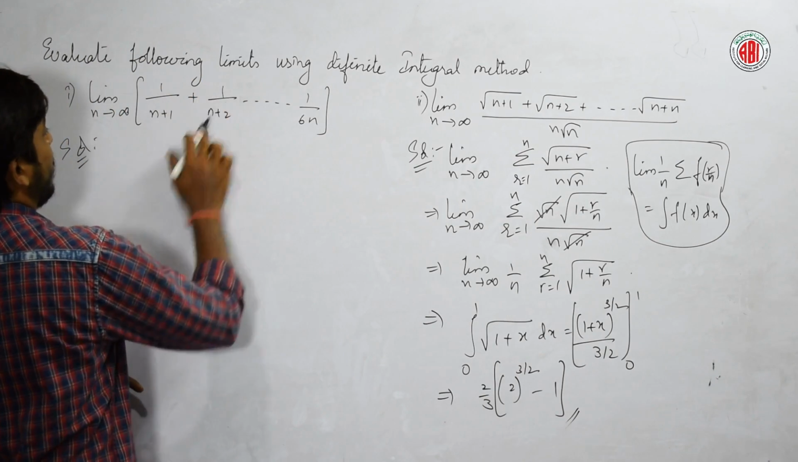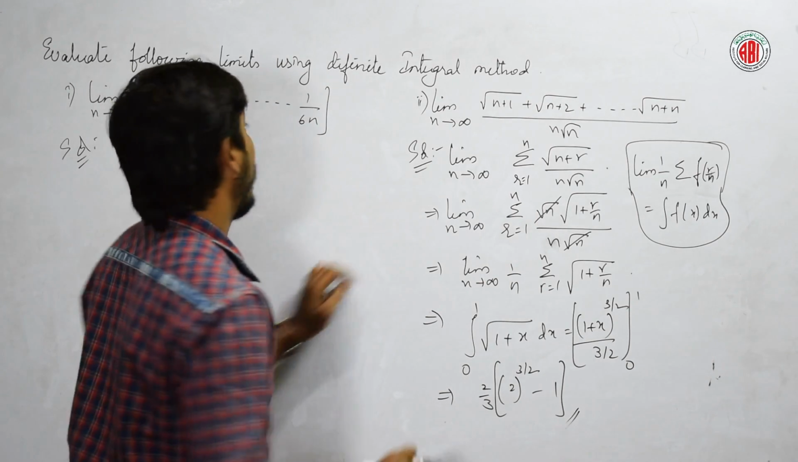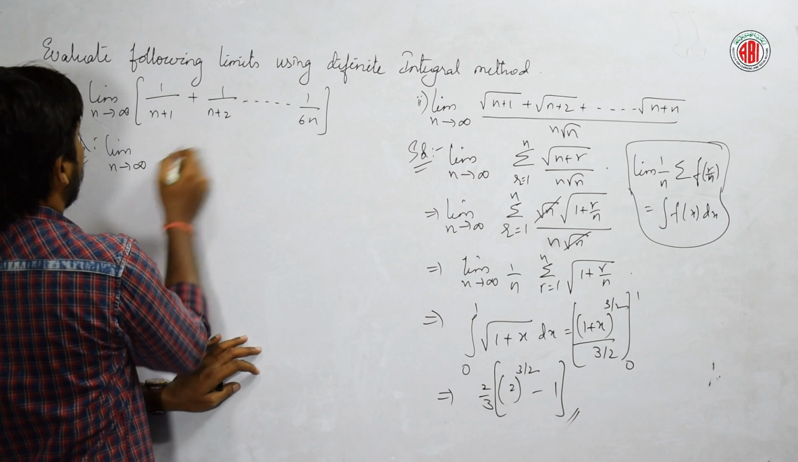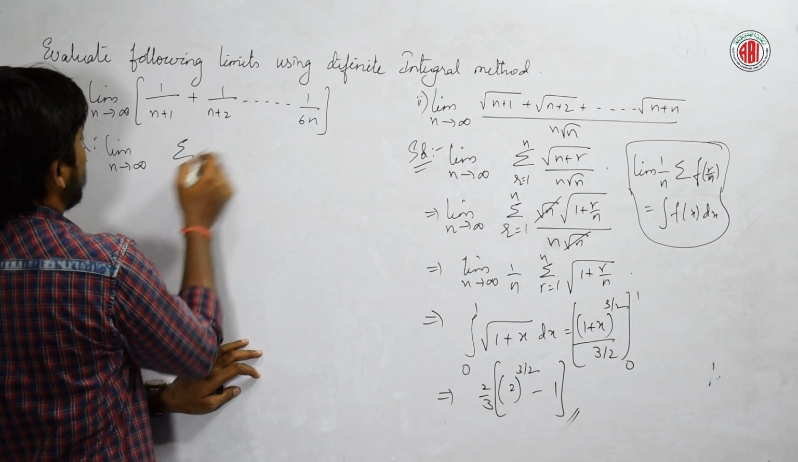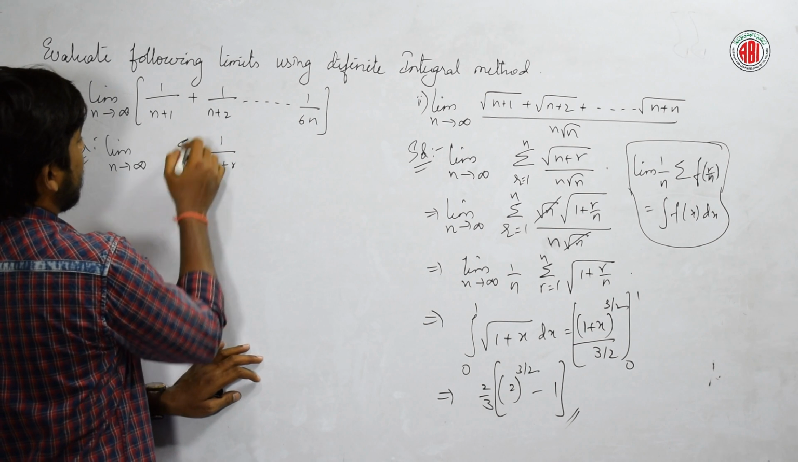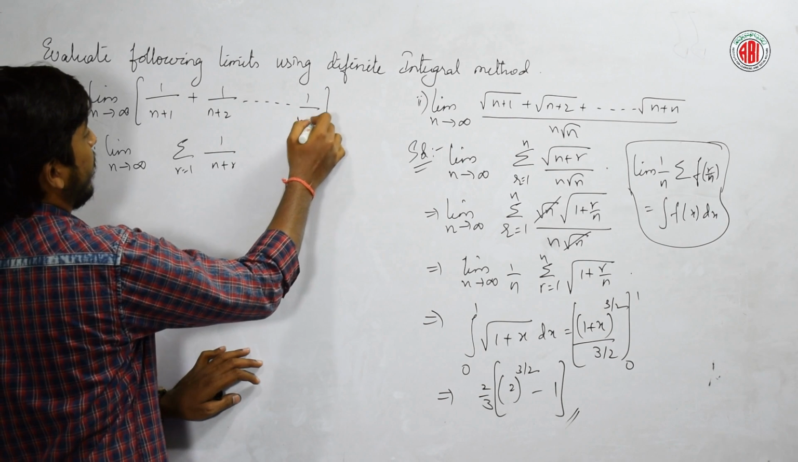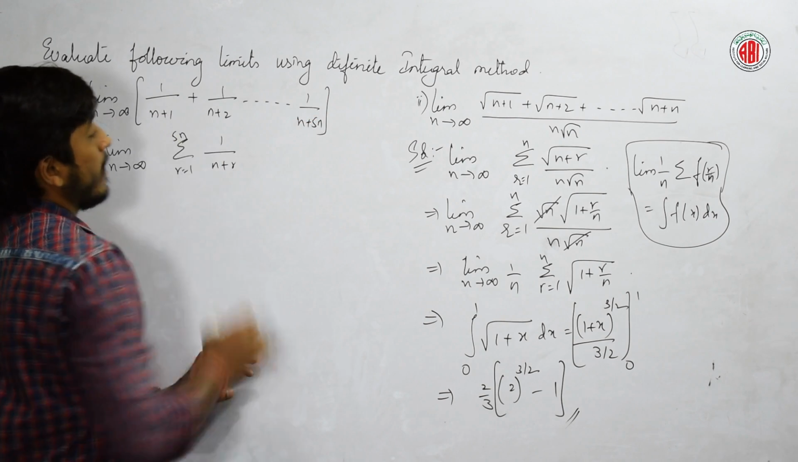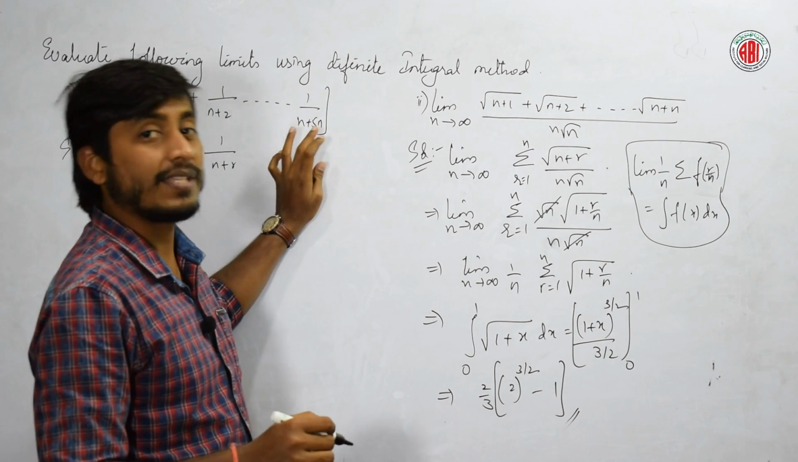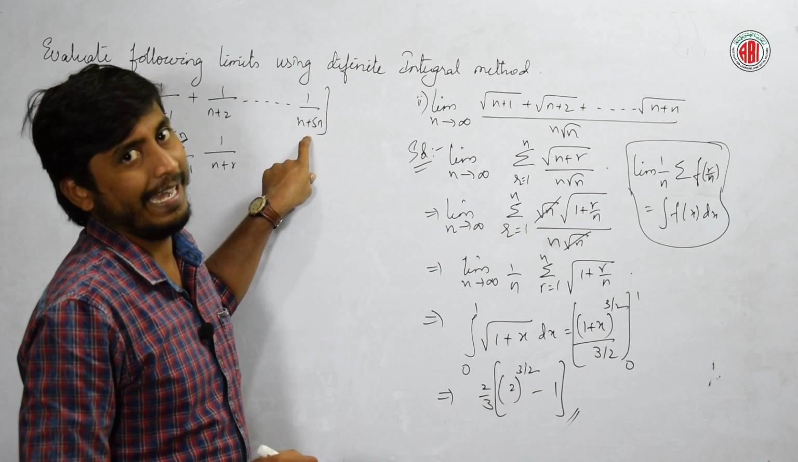So, now let us do this problem. 1 by n plus 1, 1 by n plus 2 and so on up to 6n. So what is the form? This can be written as limit n tends to infinity, summation 1 by n plus r, where r is equal to 1 to, here 6n can be written as n plus 5n, isn't it? That is given as 6n, right? 6n can be written as n plus 5n. So 1, 2, 3 and so on up to 5n.